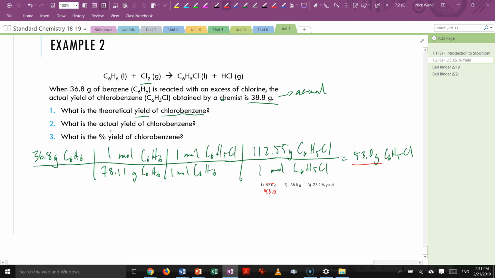Second question, what is the actual yield of chlorobenzene? In this case, this is actually already given to you. We've already addressed this. The actual yield is 38.8 grams because that's how much you were actually able to collect. It's not how much you were supposed to get. It's more of just what you got.